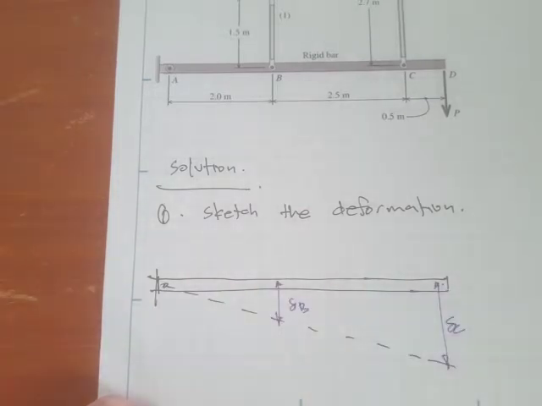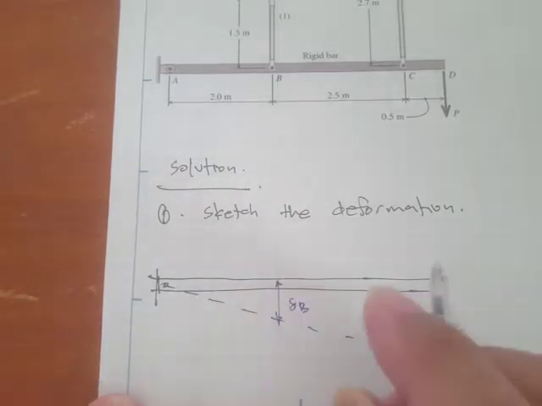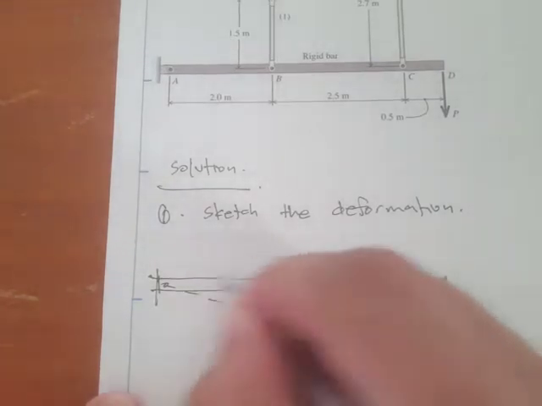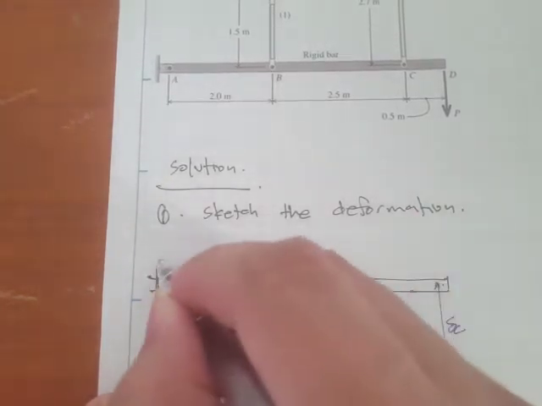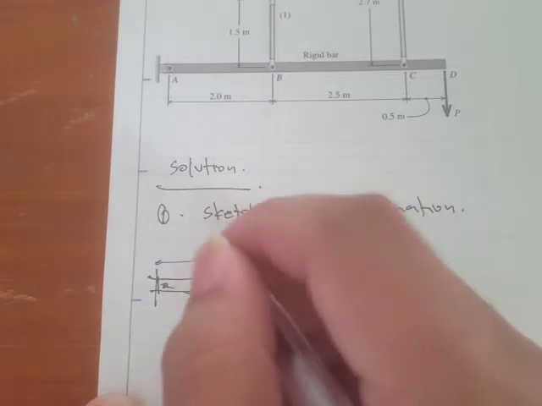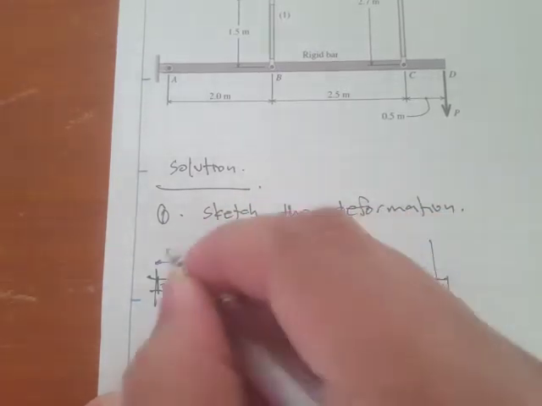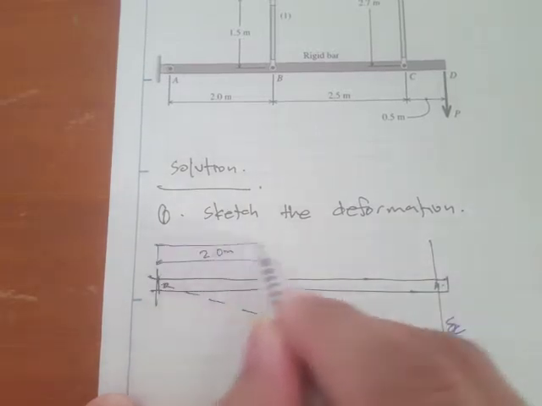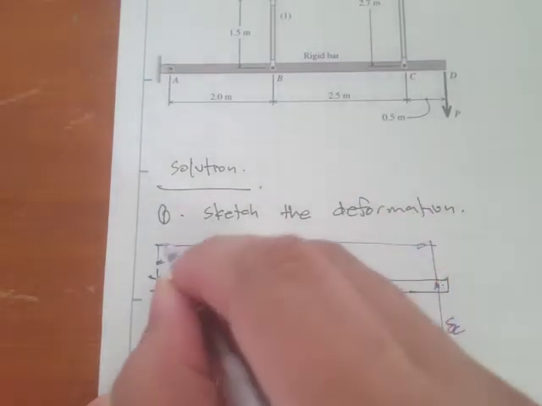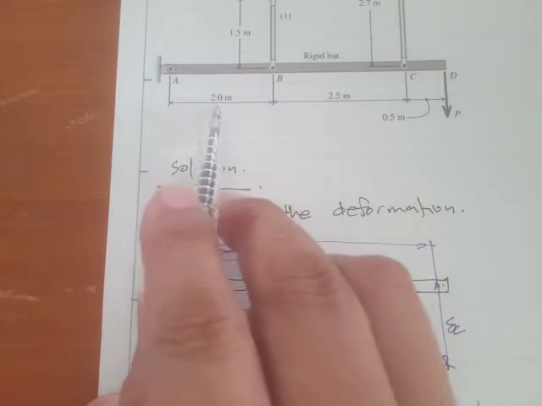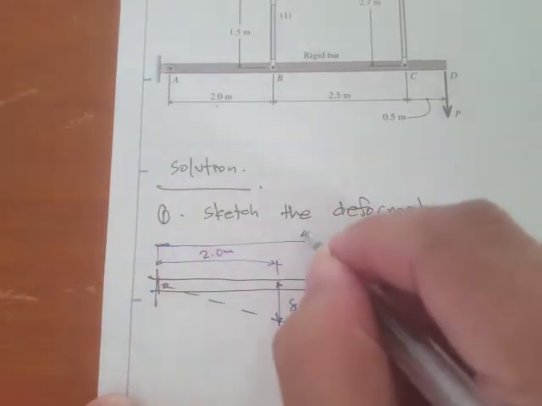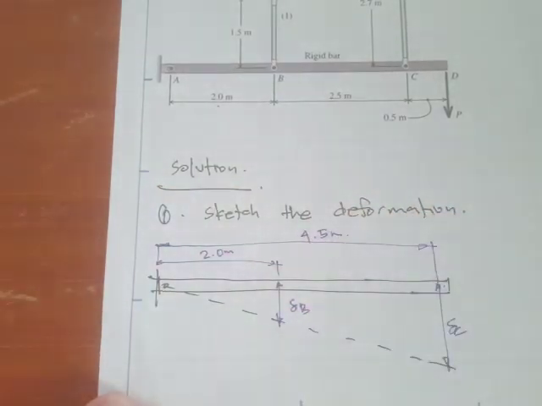Okay, so we also have, let's write here the distance. So right here, this is 2.0 meters, and right here, this is 4.5, because 2 plus 2.5, so this is 4.5 meters. Okay, so just by similar triangles, then we can obtain the geometry of deformation.